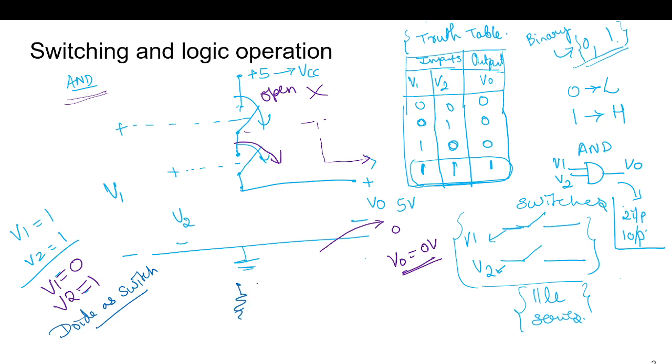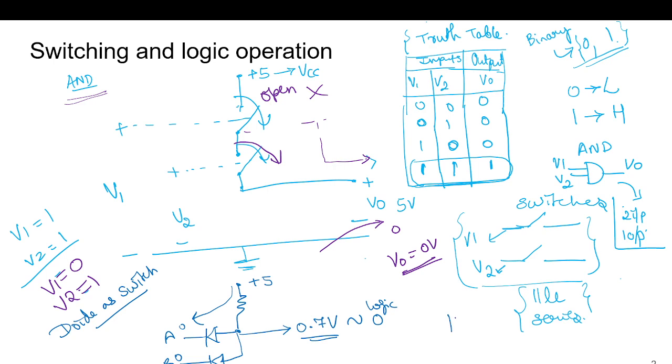We need a resistance to get the drop, so 5 volt. Now A and B. If A is 0, then there is a path from here to here. So the output will be the diode drop, which is 0.7 volt, which is equal to logic 0, and any one or both are 0.